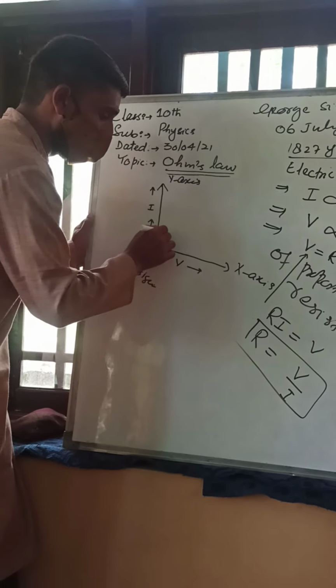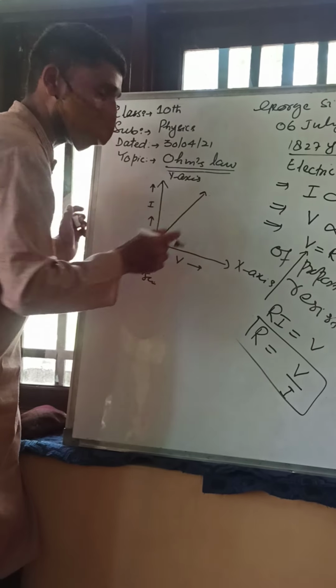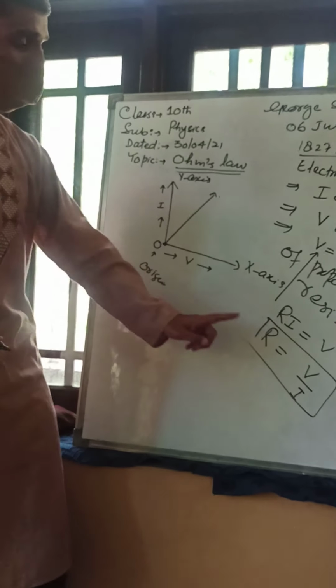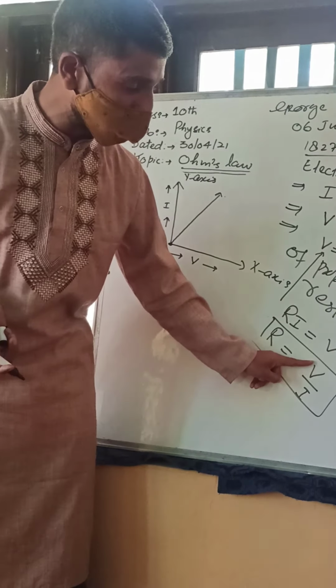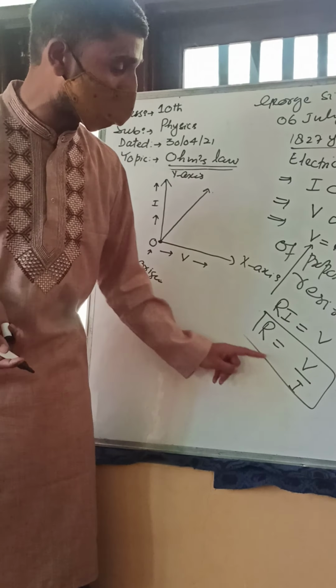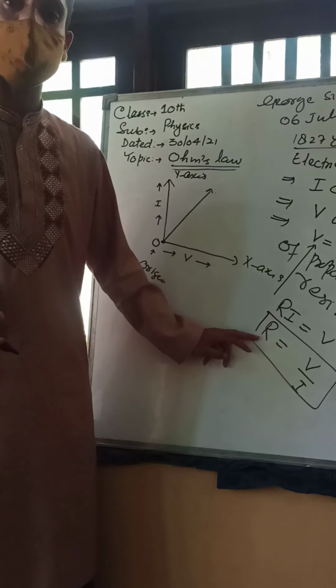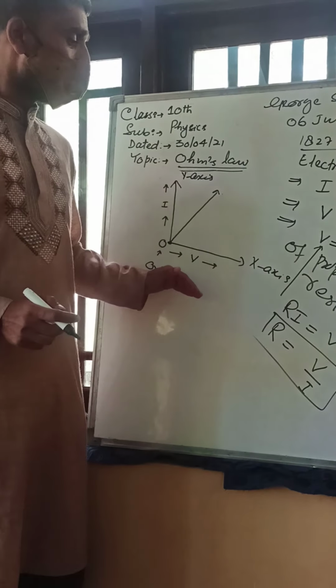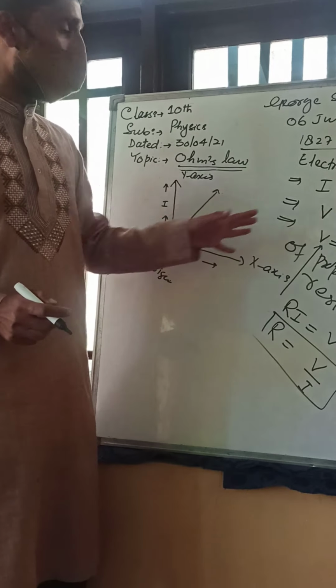This graph is always straight. Now my dear students, remember this: the graph for Ohm's law is always straight, because the ratio of potential difference to the flow of current across the ends of the conductor is always constant. That is equal to R, which is called the resistance of the conductor. And this law is known as Ohm's law.